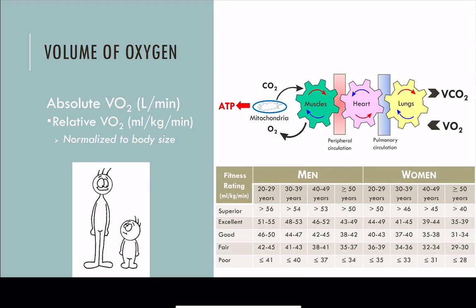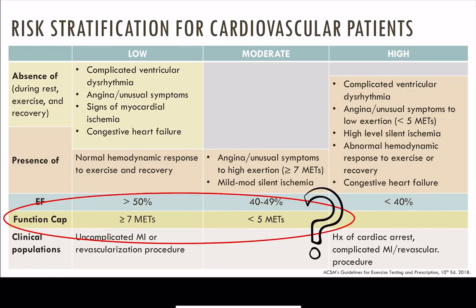So we have fitness ratings based on relative VO2 that are different for men and women and also changes as we age. So you can use this normative data to see how fit your patient is based on results of an exercise test that will help give you valuable information as to how big is their tank that they have access to use oxygen to fuel whatever exercise you are asking them to do.